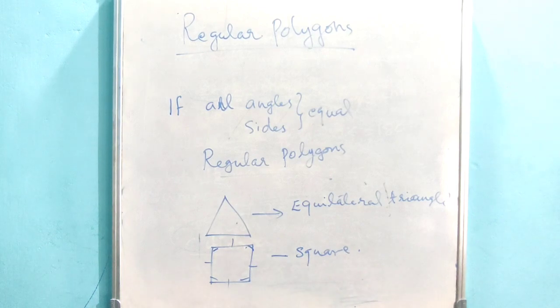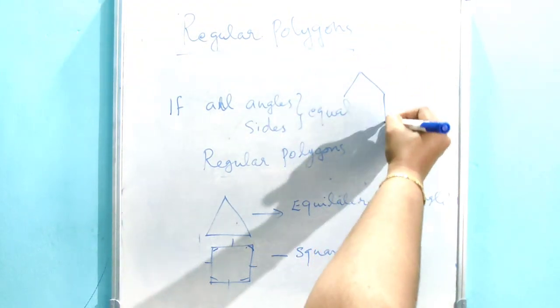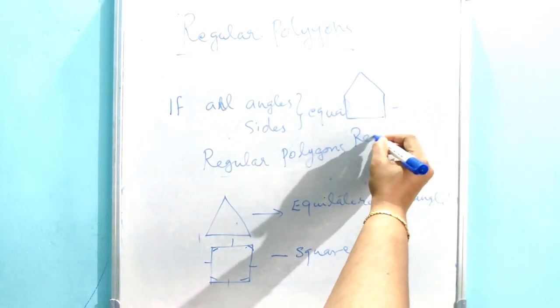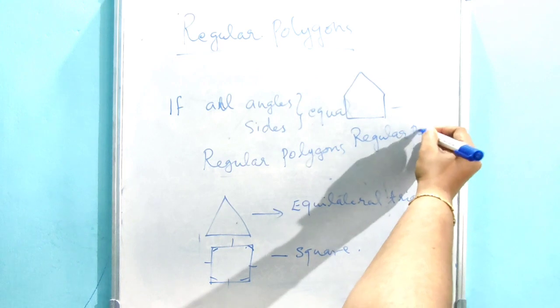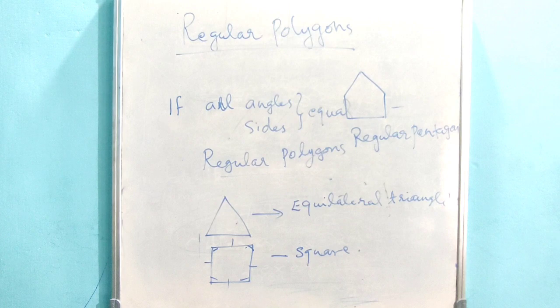Okay, then what about a pentagon with all sides equal and all angles equal? Yes, for a pentagon, if all sides and all angles are equal, it is simply called a regular pentagon. And what about a hexagon? Yes, it is called a regular hexagon. That is, if all angles and all sides of a hexagon are equal, it is called a regular hexagon. And if in a heptagon, it is called a regular heptagon, like that.